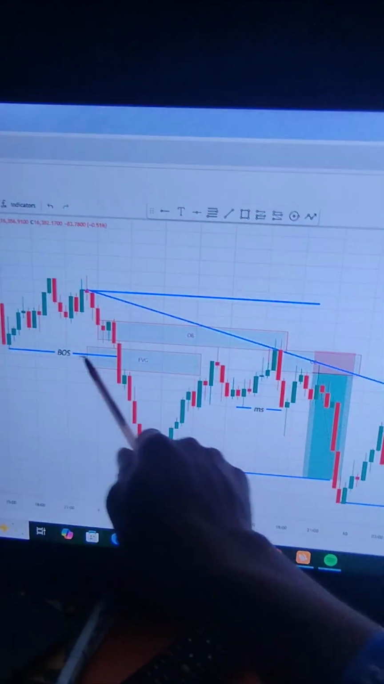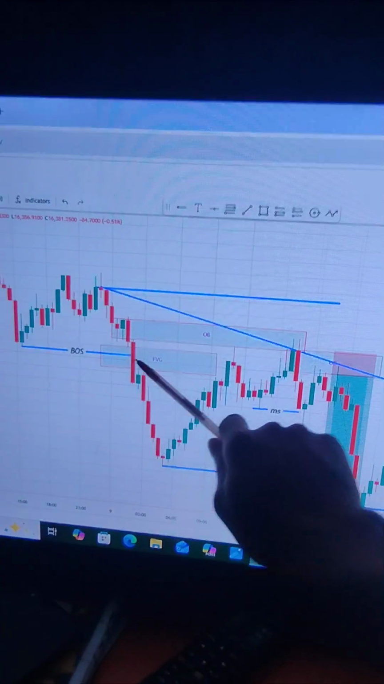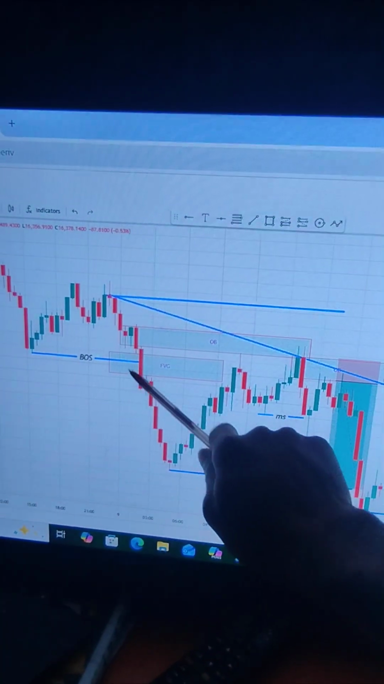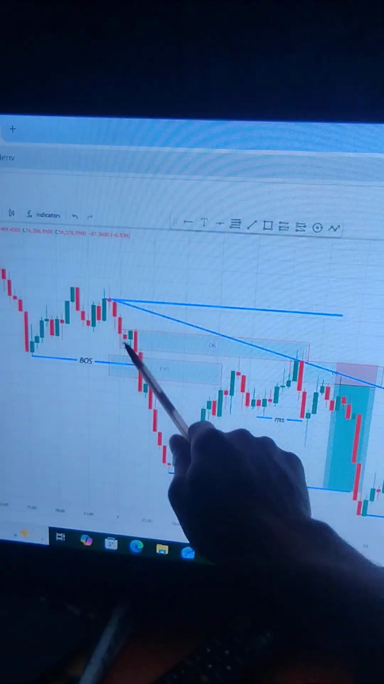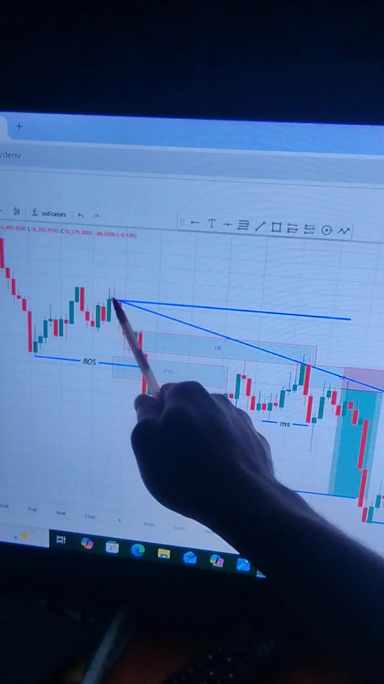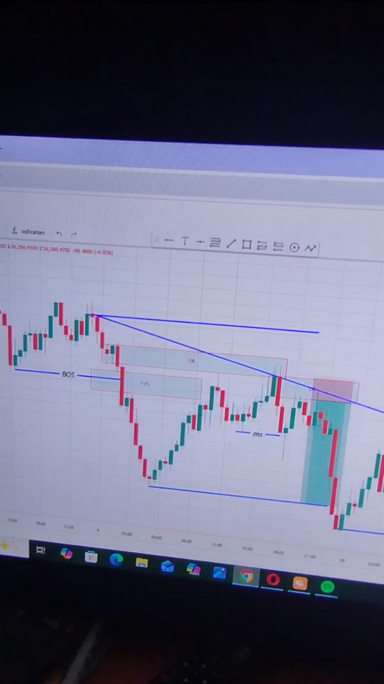So this way you have your break of structure, and there was a fair value gap. You can see there is a gap here. That is a fair value gap. You mark it. This is the order block. You mark it. This is the last high point. You mark it. Those are the three things you need to mark.